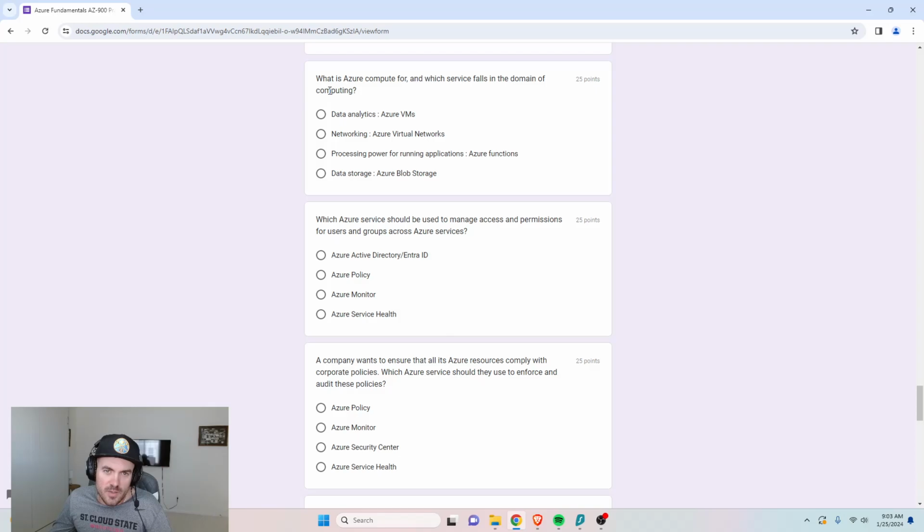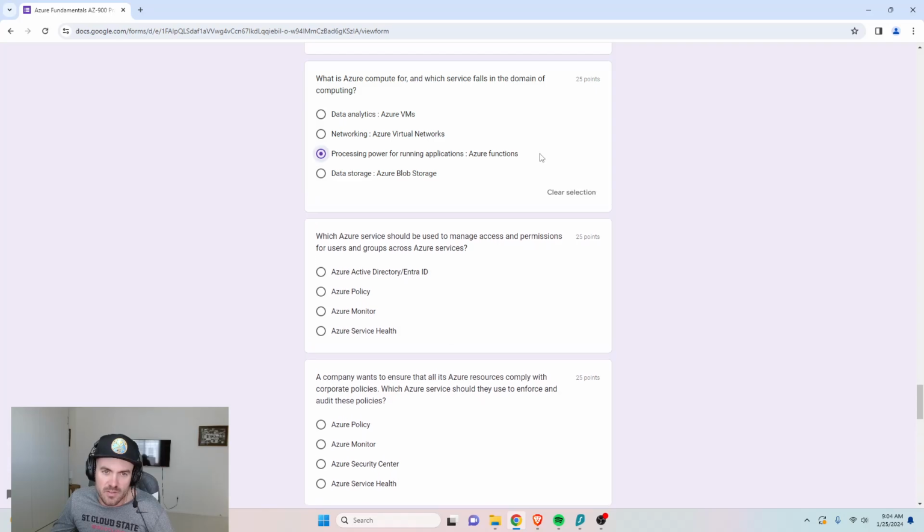So Azure Compute is not for data analytics, so we can go ahead and rule that out, although Azure VMs definitely fall in the domain of Azure Compute. Azure Compute is not for networking. Azure Compute is definitely for processing power for running applications. And yes, indeed, functions are a part of compute. So I'm going to select that one, but let's look at this last one.